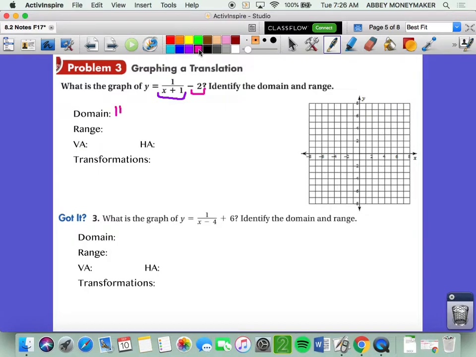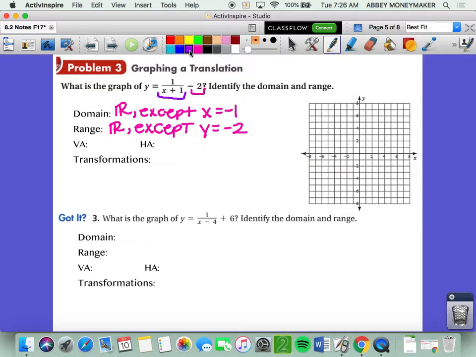So for our domain, we would say all real numbers except when x equals -1. Where did we get the -1 from? It's going to make the denominator go to 0. That's where I got that -1 from. So what's my restriction? I can't have the denominator go to 0. So that means I can use any number except -1. Now for the range, this would be all real numbers except your k value, except when y equals -2.